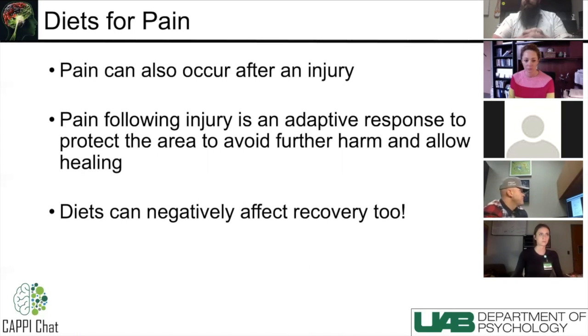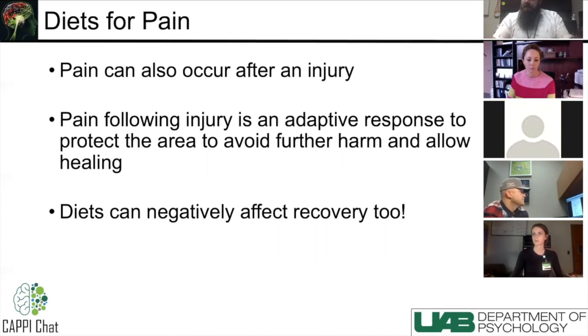So, if you have twisted your ankle, you get swelling and redness and pain and hypersensitivity in that area because that area needs to heal. And so, if there's pain there, you're less likely to use it, you're less likely to re-injure it, and it helps you to heal and protect that area.